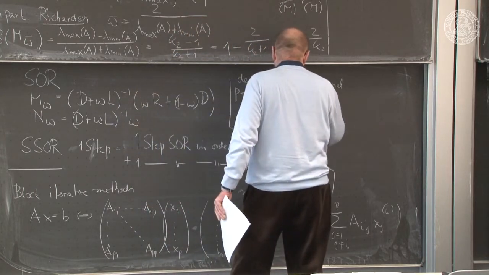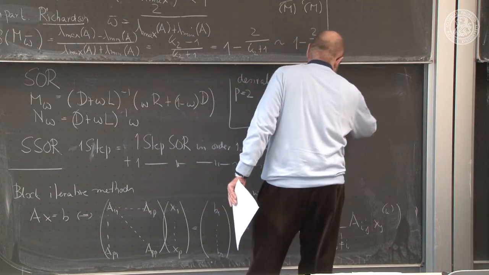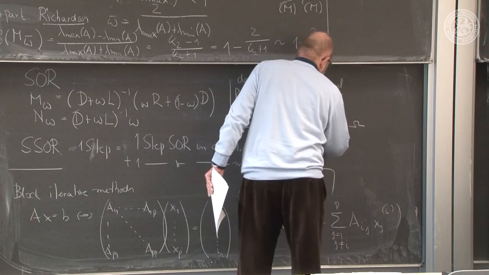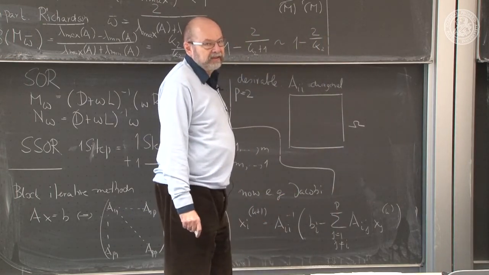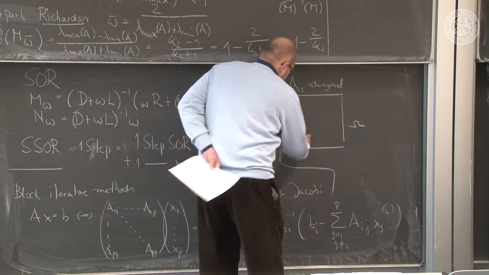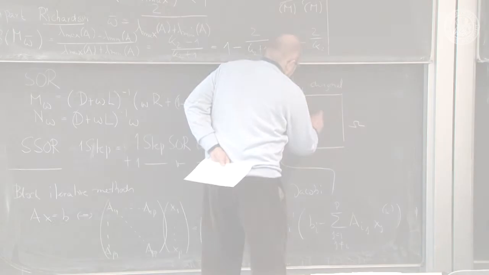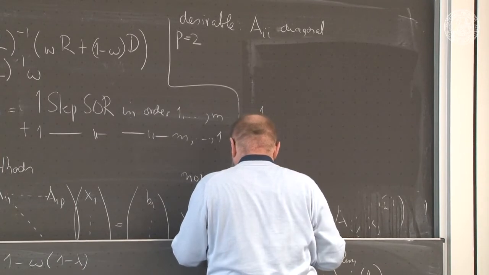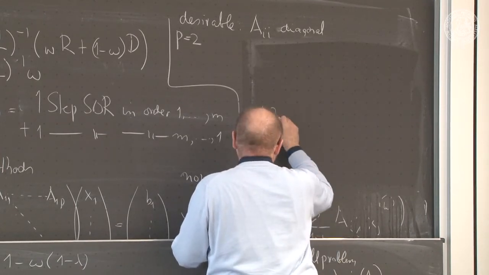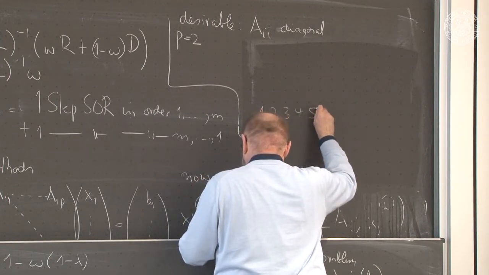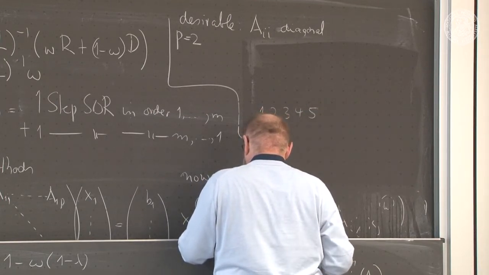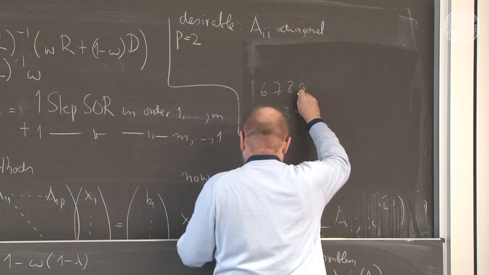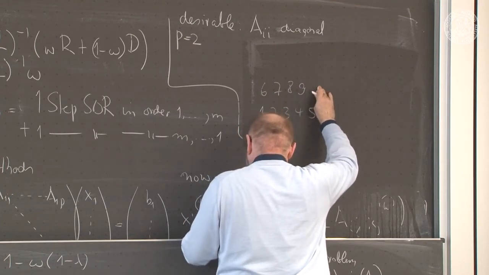What does that mean? Let's say this is our domain omega. So those things which you see here are the grid points. Okay, we have the nodes, let's say 1. How many do I want to have? I want to have 5 in one direction. And then I have here 6, 7, 8, 9. Oops, do I have a 10 also?